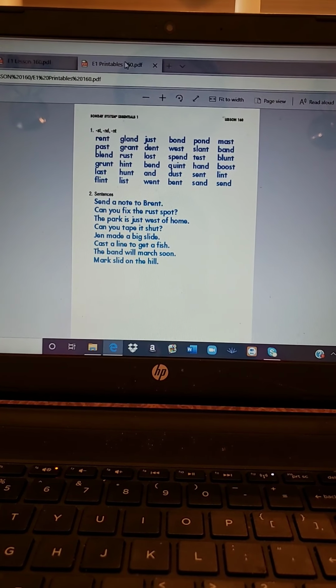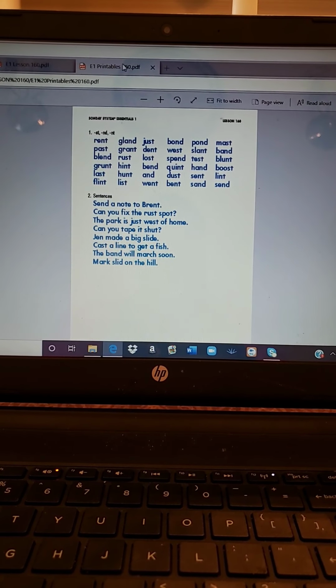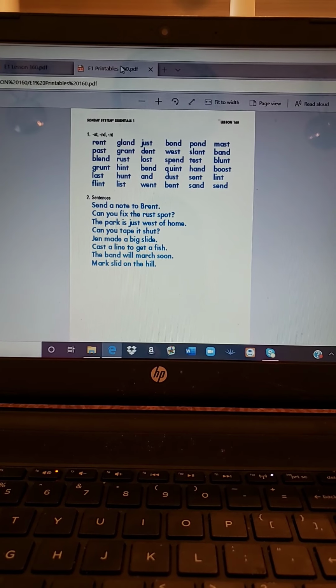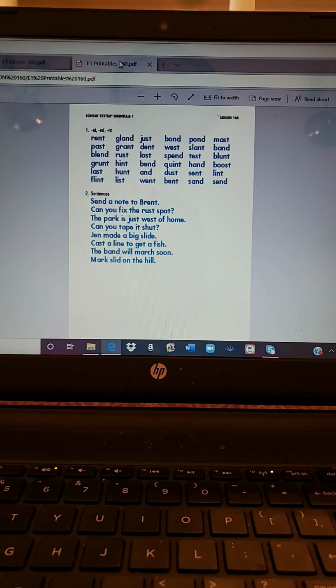And you don't have to do so many. For our checkup, it would be 20 words, but you can give them maybe 2 or 3 words each day. Just some accountability, just to make sure that they're still getting those words.